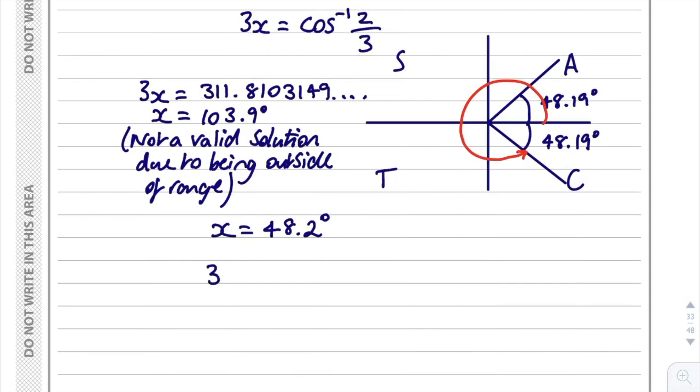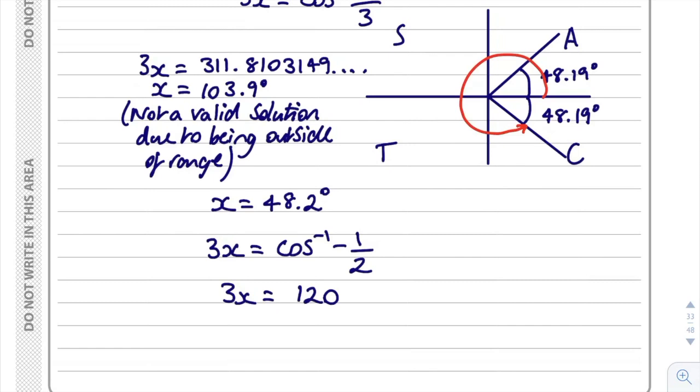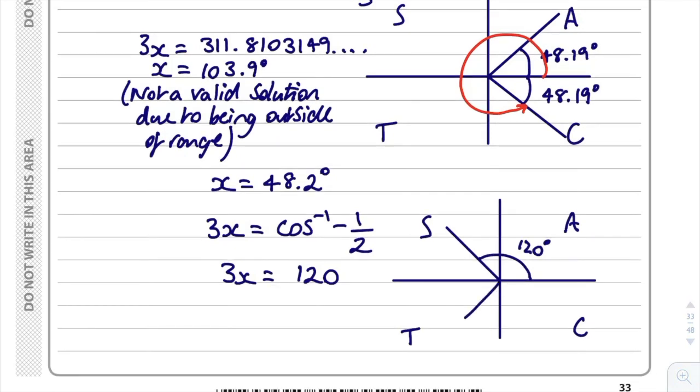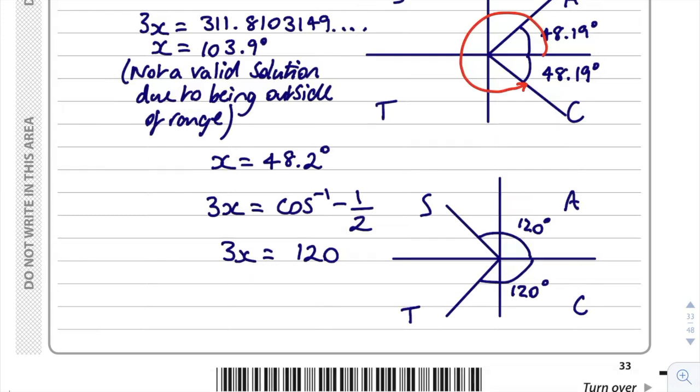Now if we look at the second term, cos 3x equals minus a half. If I work out the inverse of cos, I'm going to have 3x equals inverse of cos of minus a half. And if I work that out on my calculator, I get 120 degrees. Now if I draw that on my CAST circle, 120 is going to be somewhere over here. That's this angle here, and that's 120. But it can also be in this range here. So if I did 360 minus 120, I get 240. So we can also have 3x equals 240.